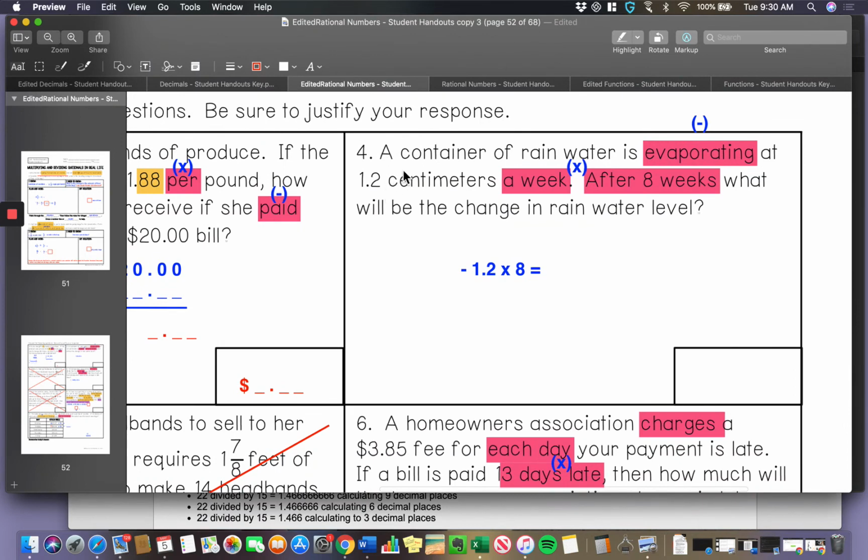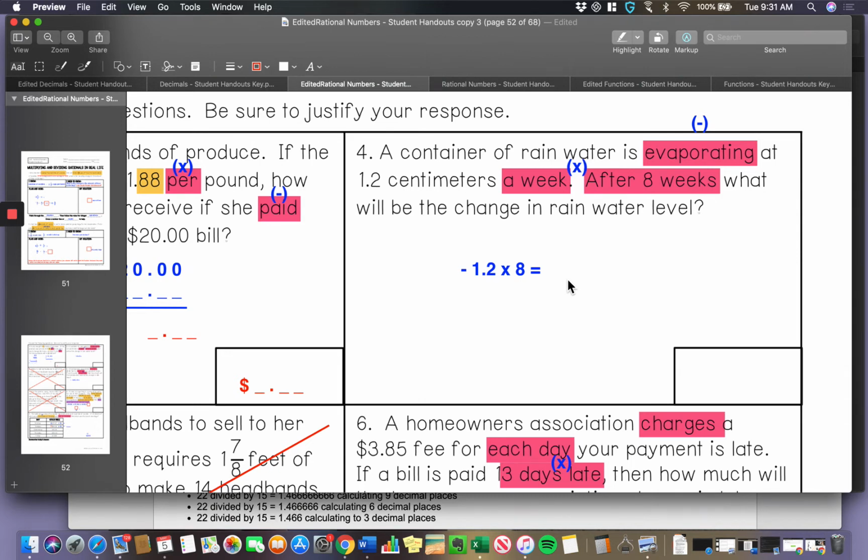All right, number 4, it says a container of rainwater is evaporating at 1.2 centimeters a week. After 8 weeks, what will be the change in rainwater level? So evaporating is negative. So it is evaporating, so it's negative 1 2/10 times the 8 weeks. So I have evaporating at negative 1.2 times the 8 weeks, and then that's going to give you the change in the water level, okay?